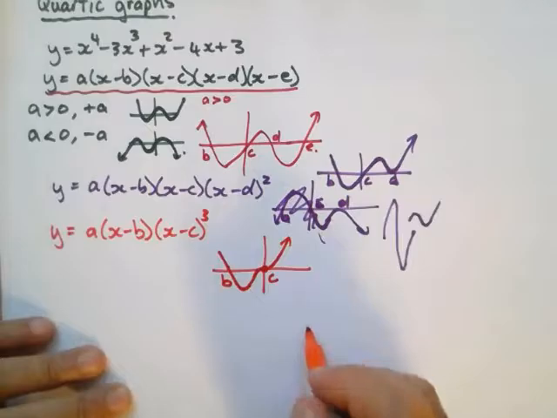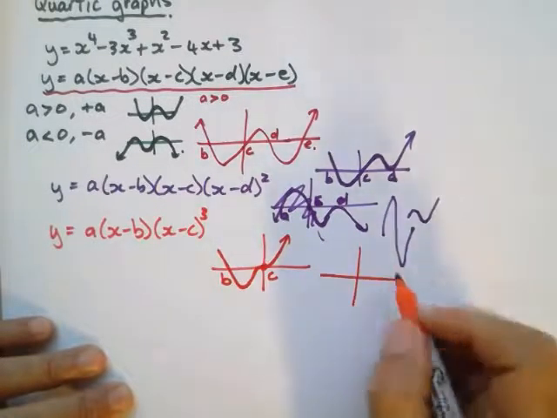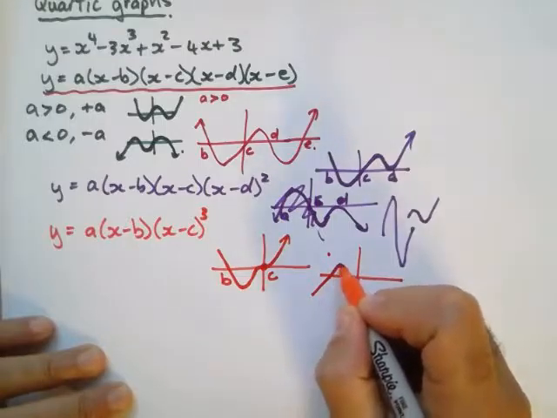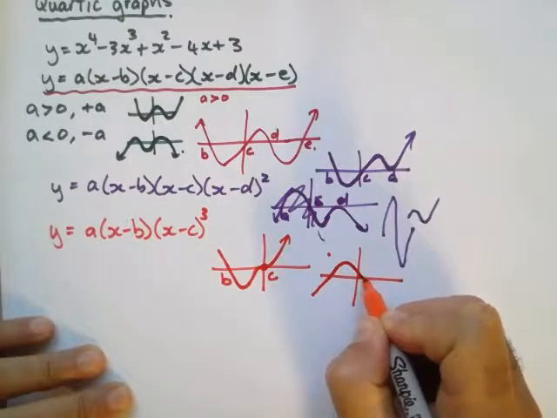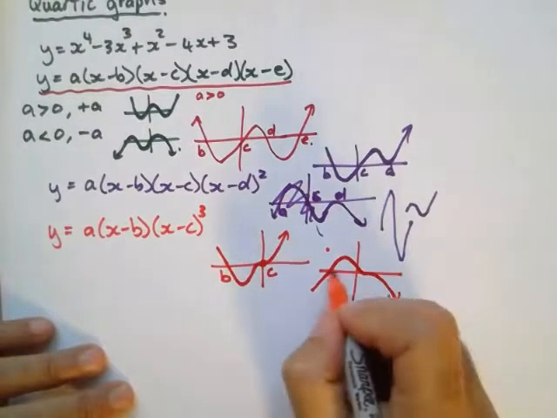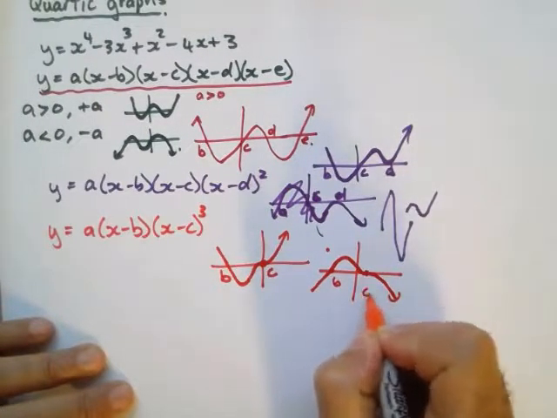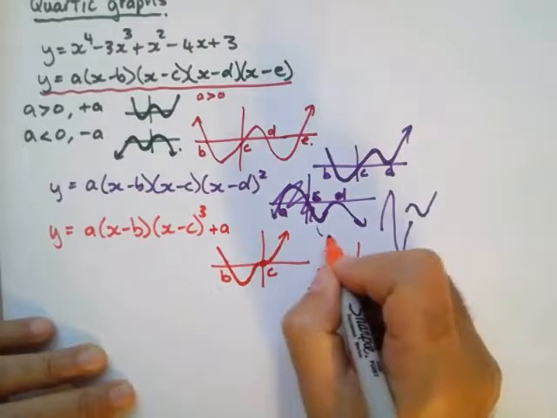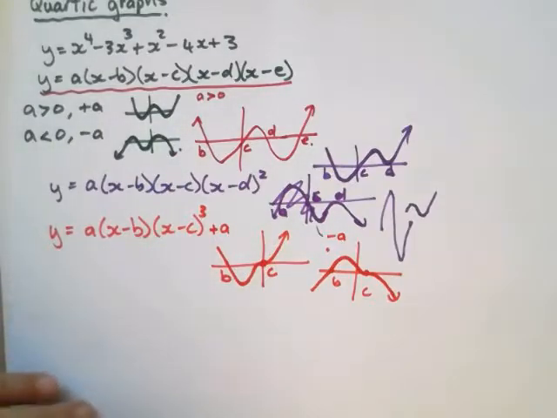If a was negative, it will come in the opposite direction, which means it will come down, go up, go through B, a point of inflection, and come down. That will be B, and that will be C. This is if a is positive, and this is if we have a negative a.